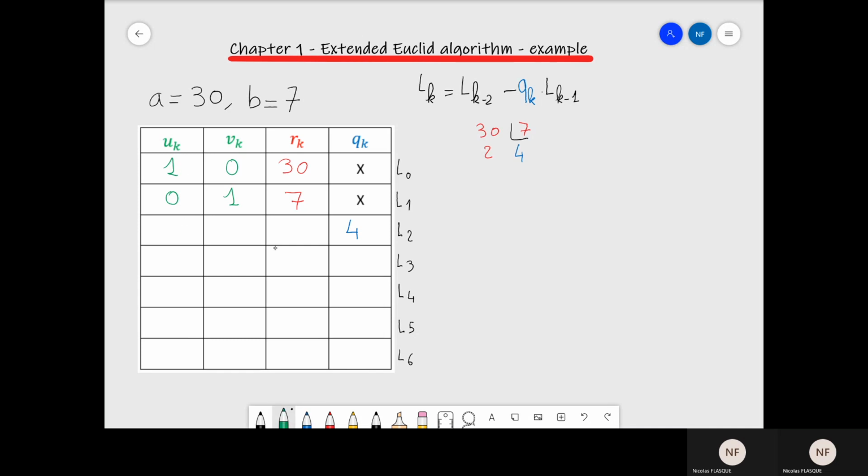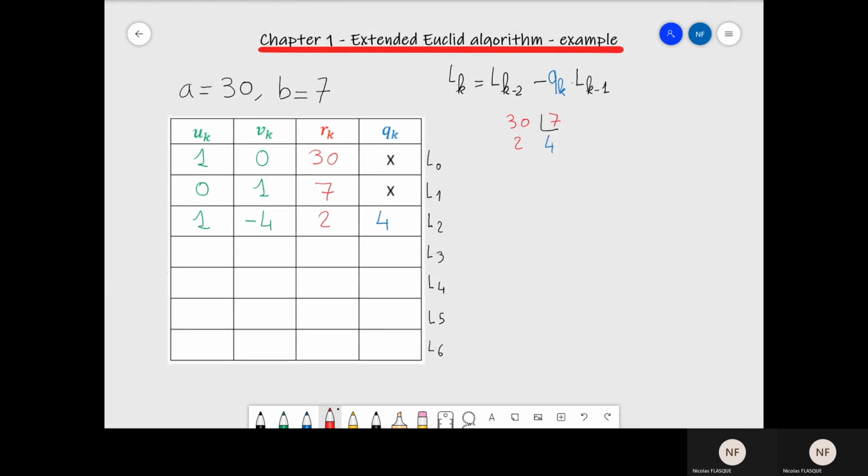So U2 is equal to U0 minus 4 times U1. It's 1 minus 4 times 0, which is 0, so it's still a 1. Then same thing for V. V2 is 0 minus 4 times 1, which is minus 4. Then same thing for the R column, it's 30 minus 4 times 7, and we should find the remainder of the division. As Rk is not equal to 0, we go on and use lines 1 and 2 to compute line 3.